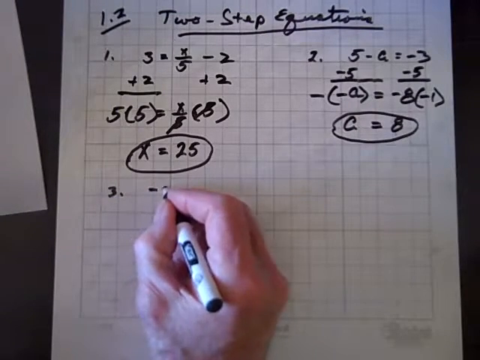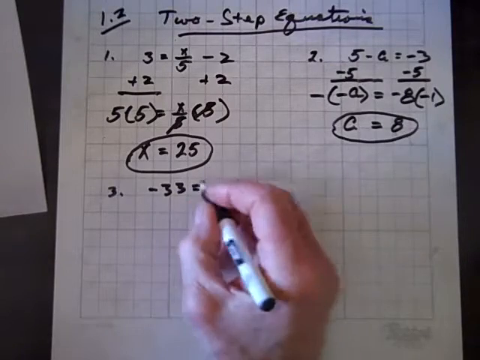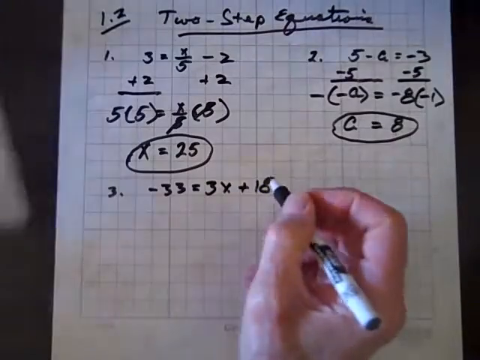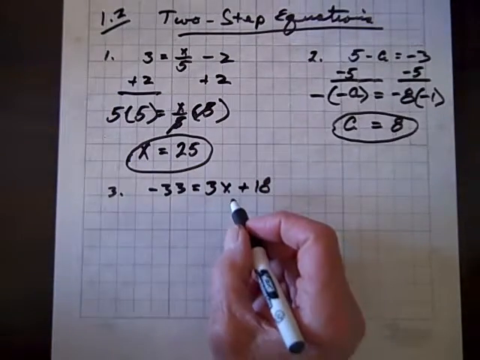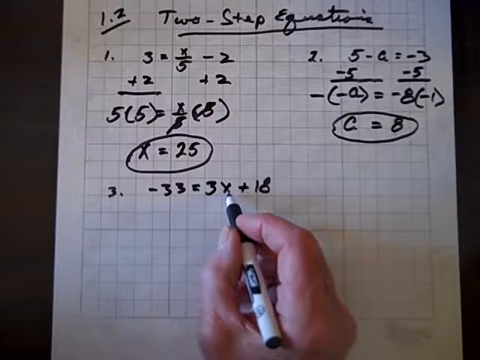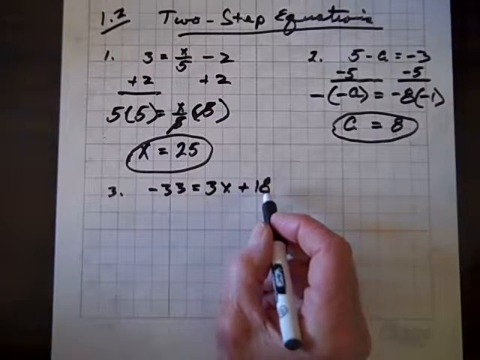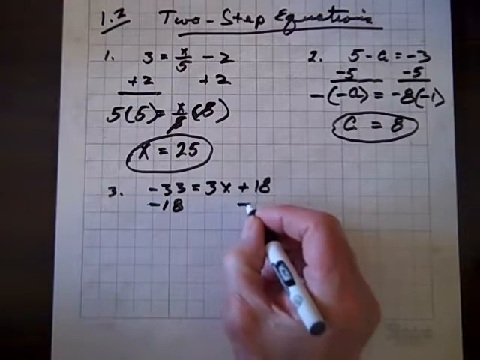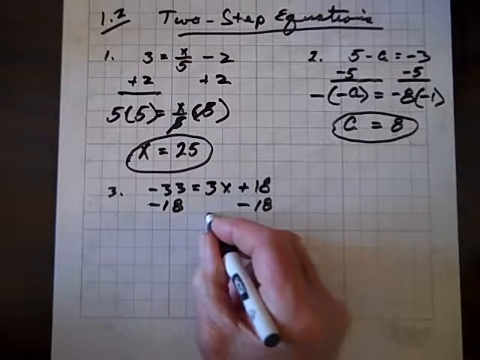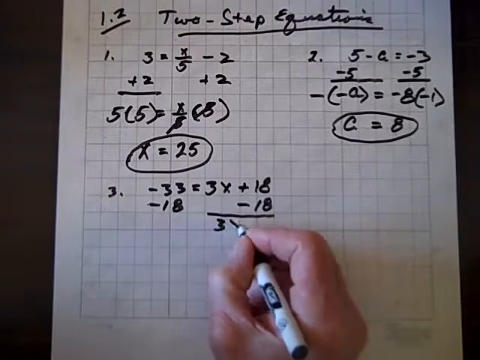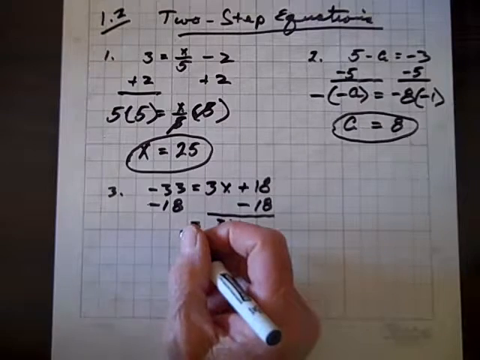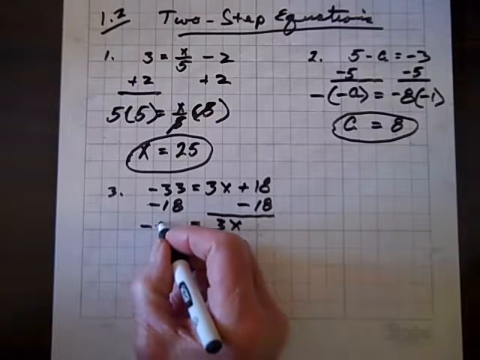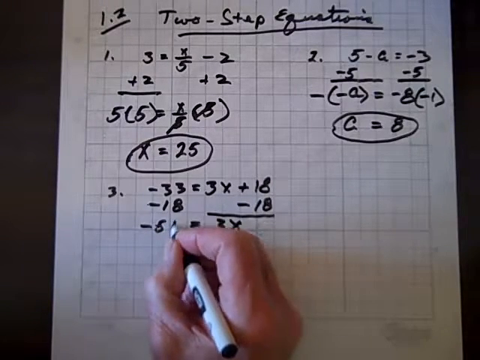And we have negative 33 equals 3x plus 18. So we have to isolate the term with x in it. Well, this is the term with x in it, so we have to get rid of this 18. So we'll subtract 18 from both sides. And in doing so, we wind up with 3x over here, and that equals, and I would say that's going to be negative 51.